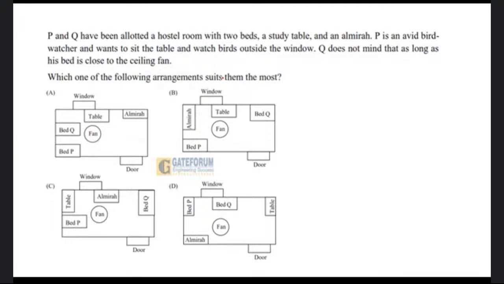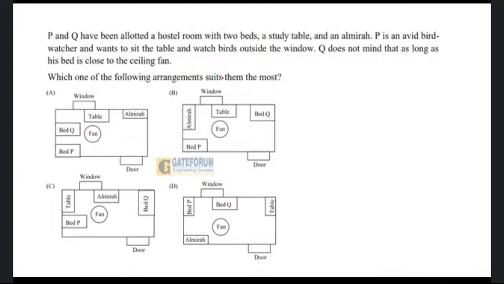So P is an avid bird watcher and wants to sit in the table and watch birds outside the window. So he must sit on a table and watch birds from the window. Q does not mind that as long as Q's bed is close to the ceiling fan. So which one of the following arrangements suits them the most? Now, if you look carefully, Q's bed, where is it nearest to the fan? Q's bed is nearest to the fan in option A and option D, right? It is nearest to the fan.